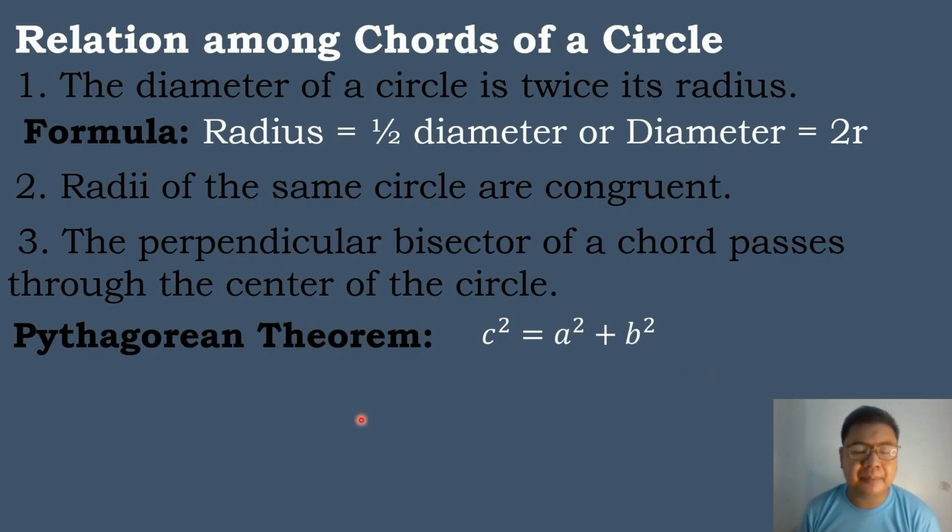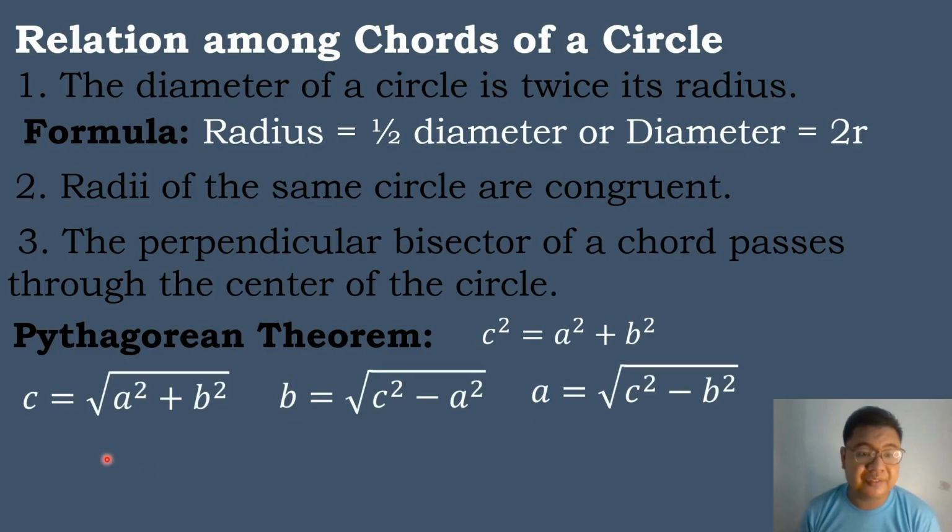So we have different variations of the formula depending on what is unknown. If the value of the hypotenuse is unknown, we will use c is equal to square root of a squared plus b squared. If the value of the shorter leg is unknown, we will use b is equal to square root of c squared minus a squared. If the value of the longer leg is unknown, we will use a is equal to square root of c squared minus b squared.